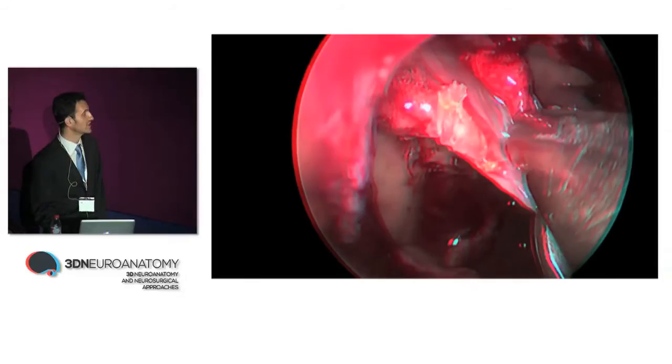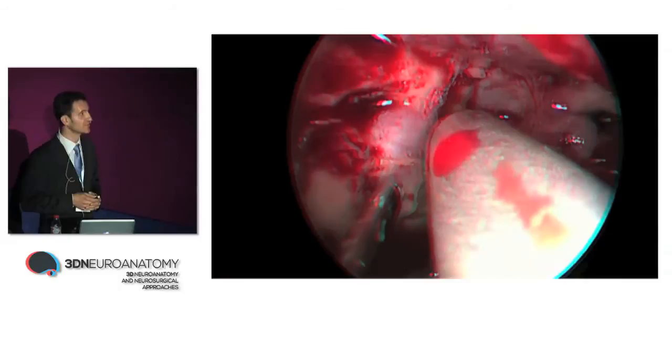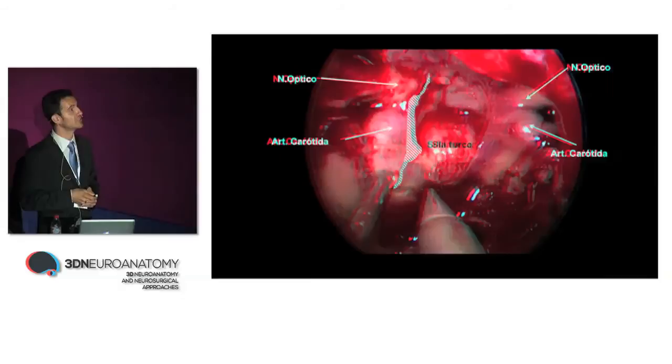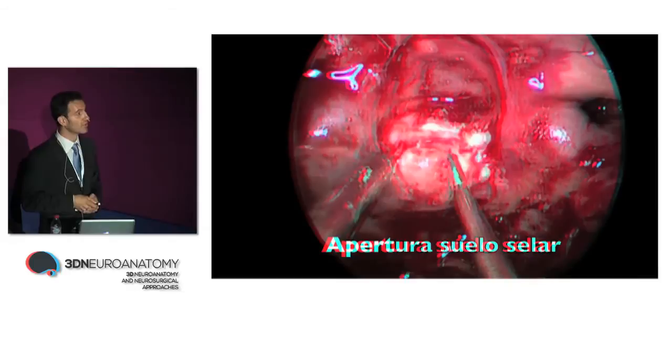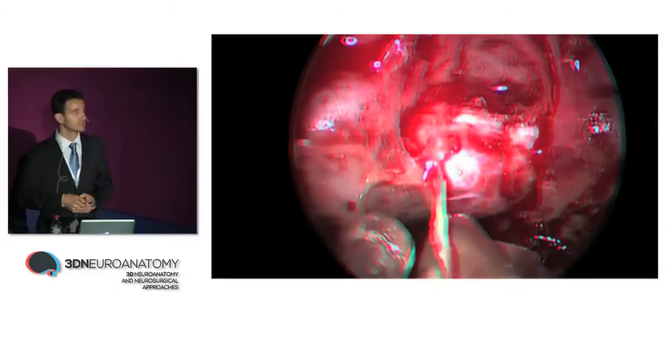Now, when the sellar and parasellar floor is drilled, we can check the anatomy with a navigator device, but you must trust your own knowledge of the anatomy, because the navigator devices are accurate devices, but have errors. Here, the sella in the center, carotids laterally, optic nerves superiorly and laterally. This seems to be a simple maneuver, but if we have not cleared the center of our exposure, it may be a disaster. Imagine if it's not the sellar floor, it's a carotid.